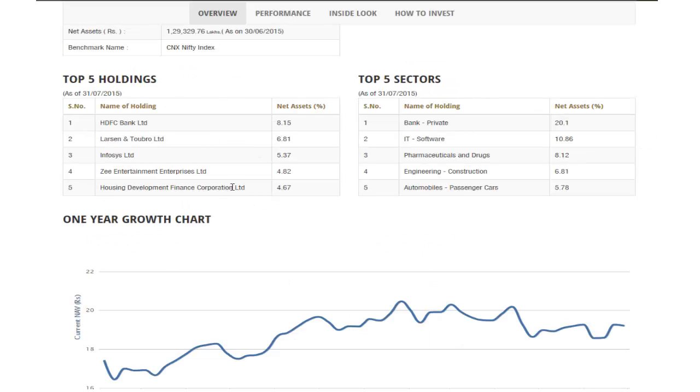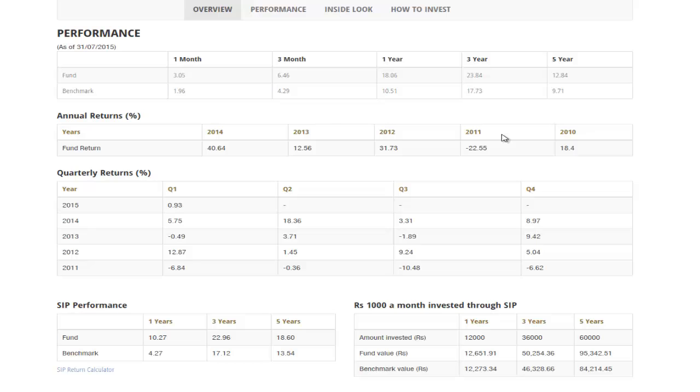I can go down further to see the top 5 holdings and the top 5 sectors. So this fund invests in banks, IT, pharmaceutical and drugs, engineering and automobiles. By investing in this fund, I will have invested in HDFC Bank, Larsen & Toubro, Infosys, Zee Entertainment, Housing Development Finance Corporation, HDFC, and many other equities. If you go down further, you can see the benchmark returns and what this fund has yielded. So you can see that in the past this fund has given better performance than its benchmark.